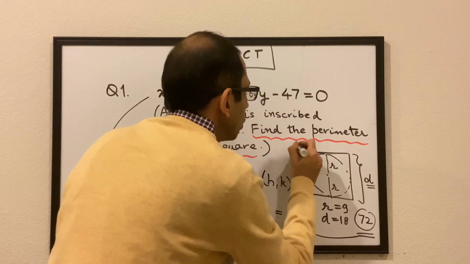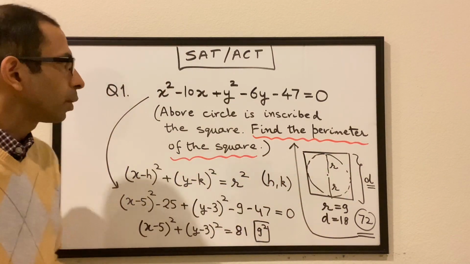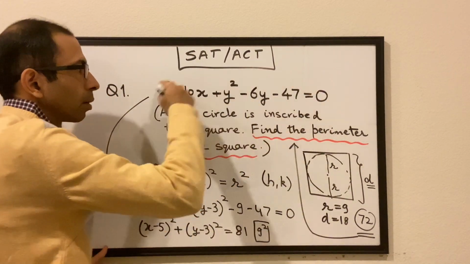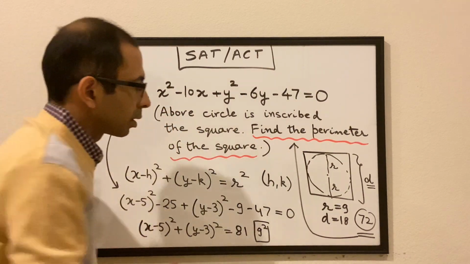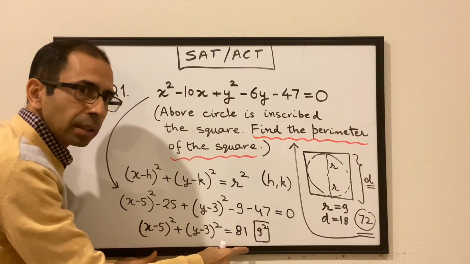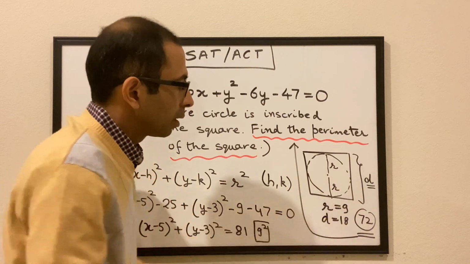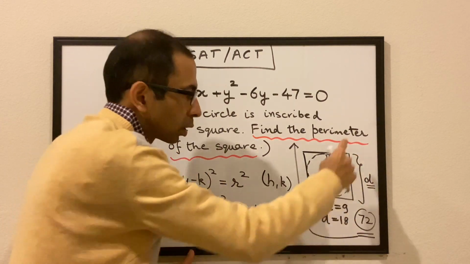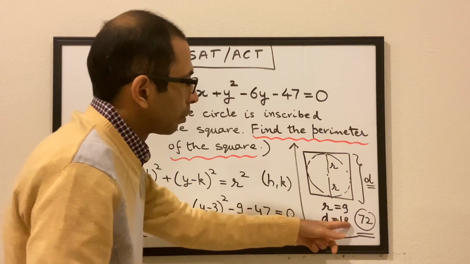So 72 is the perimeter of this square. Again, just to reiterate, this is the equation of a circle. We transform that into this form because we are interested in the radius of the circle. We found the radius as 9. If the radius is 9, the diameter is 18, which is also the length of the square, and 18 times 4 is 72, which will be the perimeter of the square. Question number 2.